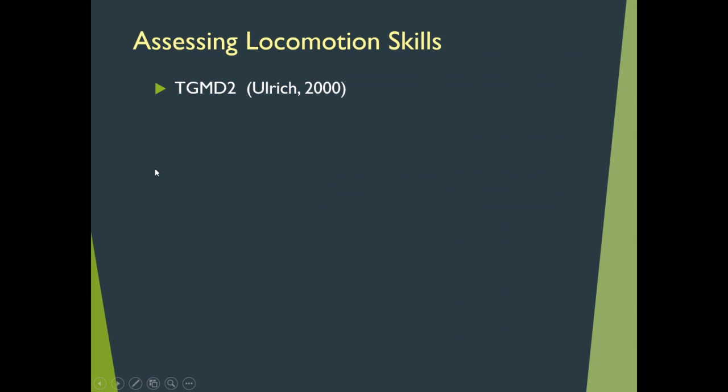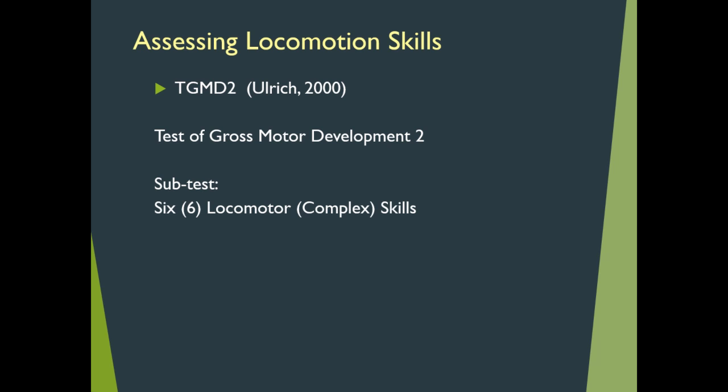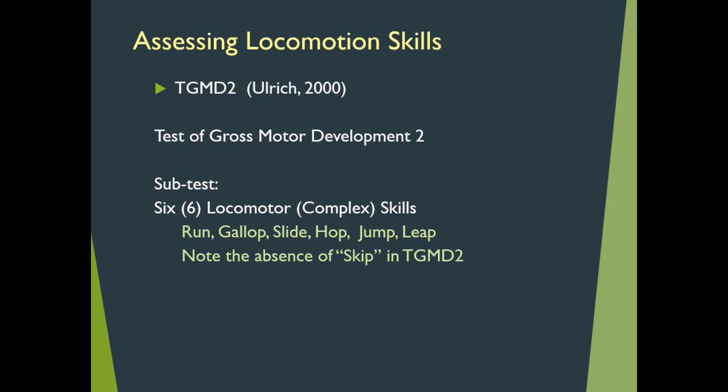As far as assessing locomotion skills, may I remind you of the TGMD2 by Ulrich. This is the Test of Gross Motor Development, second edition. The subtest for the locomotion skills involves 6 patterns: run, gallop, slide, hop, jump, and leap. Notice there is no skip there. Okay, there is no skipping skill. I do believe they're revising the TGMD2. TGMD3 should be coming out, if not this year, next year. We did define skip in one of those descriptions in the previous slide.